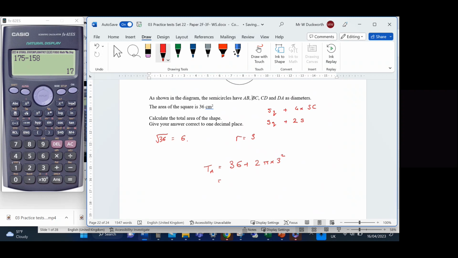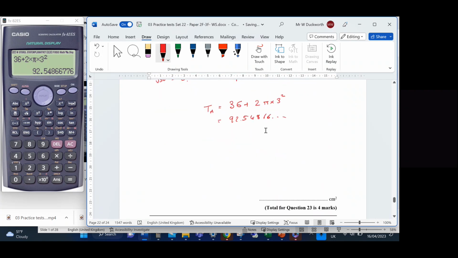And then I'm just going to go to my calculator for this. So 36 plus 2 times by shift pi times by 3 squared. And that gives me 92.54866... So if I want that correct to 1 decimal place, that's going to be 92.5.